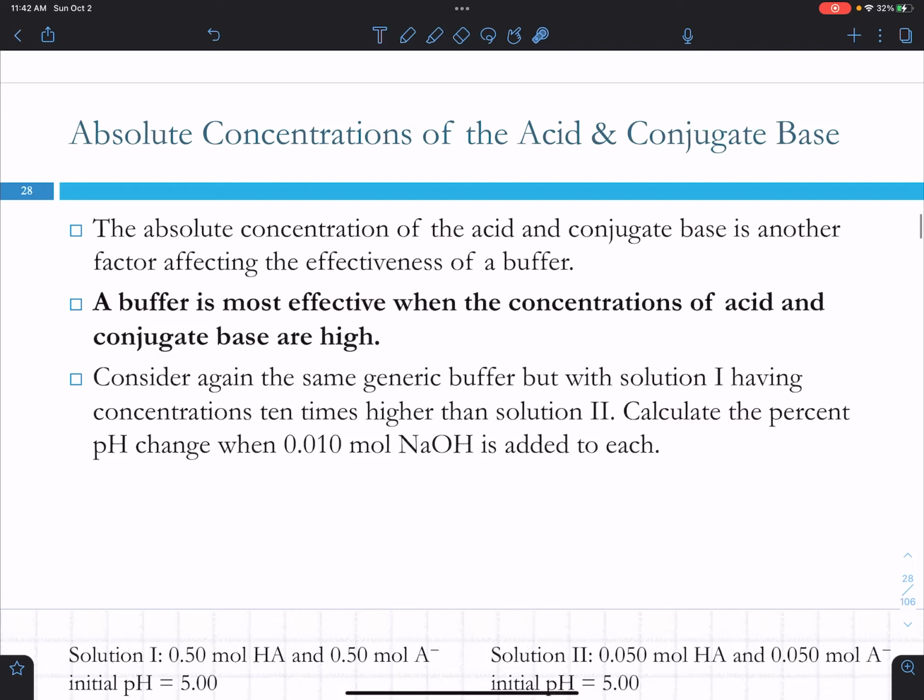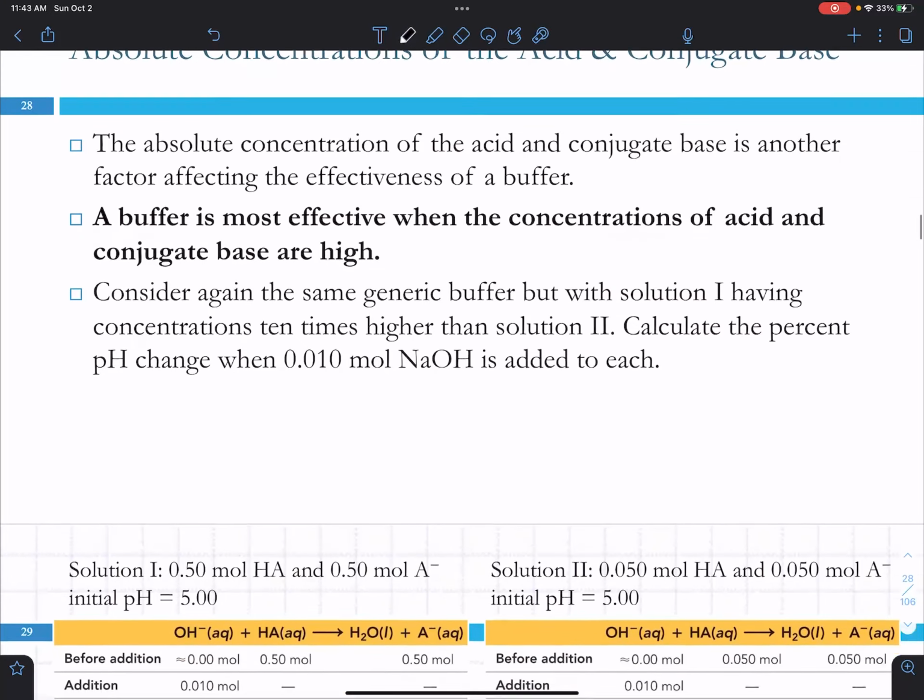The other thing that matters is the absolute concentration of the acid and the conjugate base, right? So if you have more of the acid, then you're able to neutralize more base before it's used up. If you have more of the base, then you can neutralize more acid before you use it up. So starting with a high amount of both weak acid and conjugate base in our buffer system is going to give us a more robust buffer, because if either of those gets used up, then we no longer have a buffer because we no longer have weak acid and weak base.